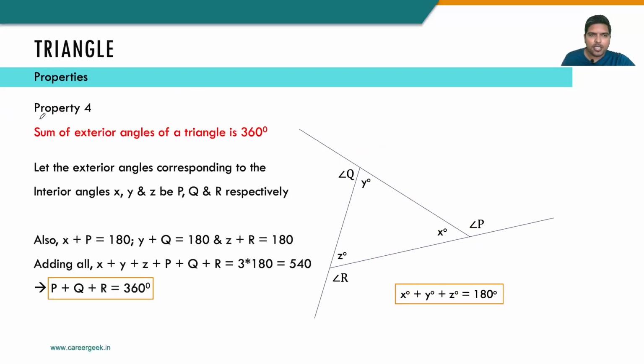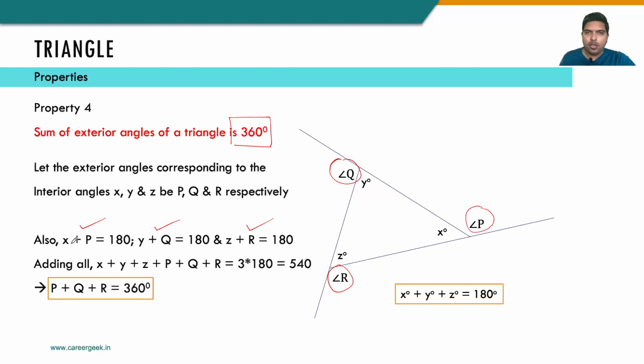Okay, the last property is the sum of exterior angles of a triangle is 360 degrees. Okay, now we know what is interior. Interior angles in this figure are x, y, and z. Exterior are P at x, Q at y, and R at z. Now we apply the first property that the straight angles x plus P is 180, y plus Q is 180 degrees, and z plus R is 180 degrees.